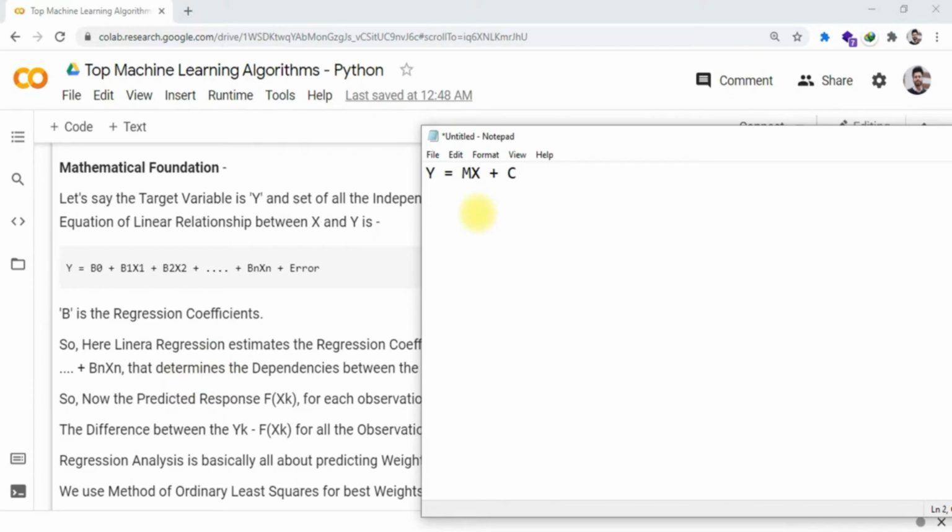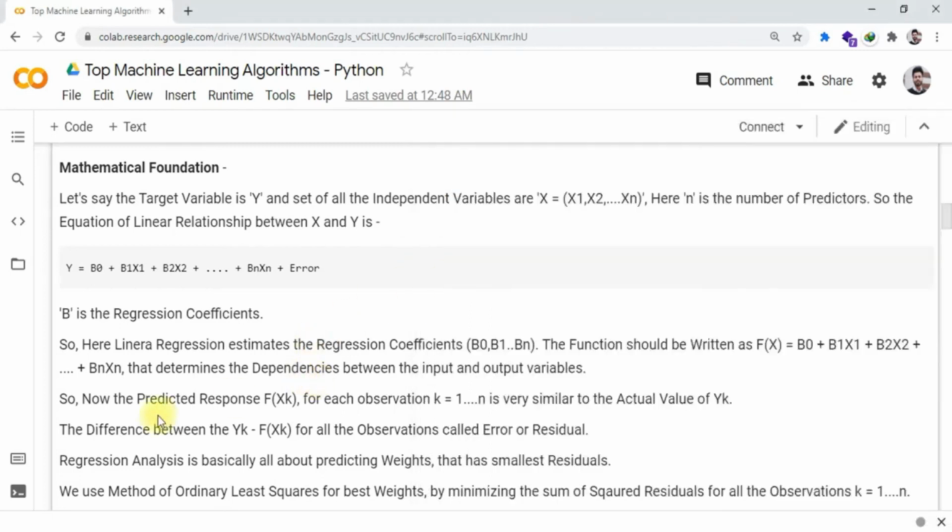If it is a univariate linear regression, then the equation goes y is equal to mx plus c. That's it, because there is just one independent variable, that is x. When there are multiple independent variables, then it will go to y is equal to m1 x1 plus m2 x2 plus c. So it goes like this. We just have to increment those m and x values when there are more independent variables.